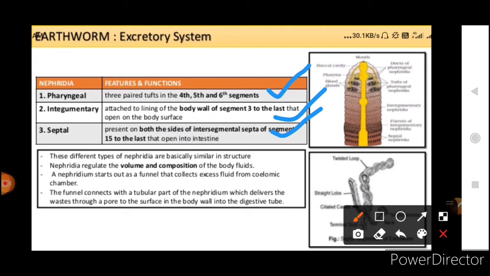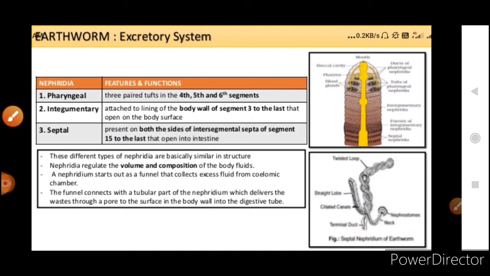Now what are the functions of these nephridia? These different types of nephridia are basically similar in structure. Nephridia regulate the volume and composition of the body fluids. A nephridium starts out as a funnel that collects excess fluid from the coelomic chamber. The funnel connects with the tubular part of the nephridium, which delivers the waste through a pore to the surface of the body wall or into the digestive tube.